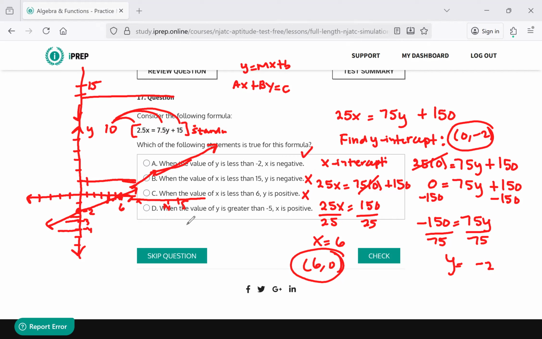D, when the value of y is greater than -5, x is positive. So look at the y-axis, locate where -5 is. When the value of y is greater than -5, so that includes -4, the x is positive. Nope. At -4, because this line extends, the x value is negative, right? So that's not true. So that's why it's letter A.